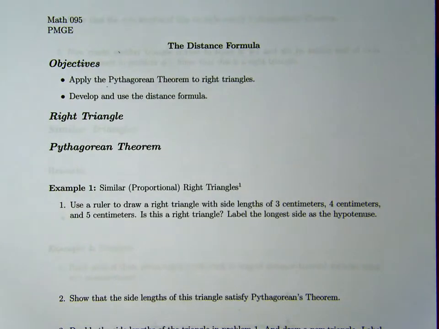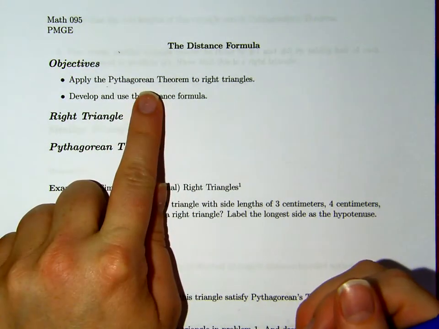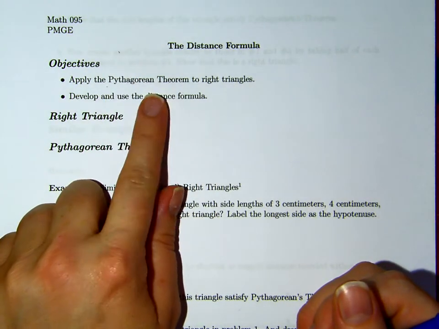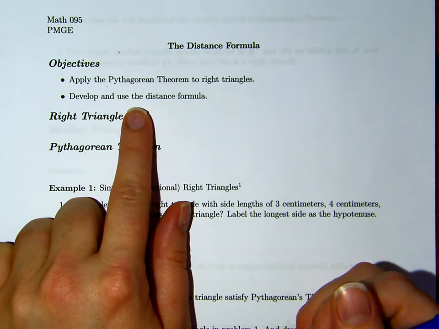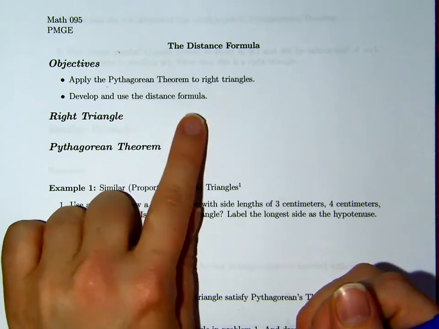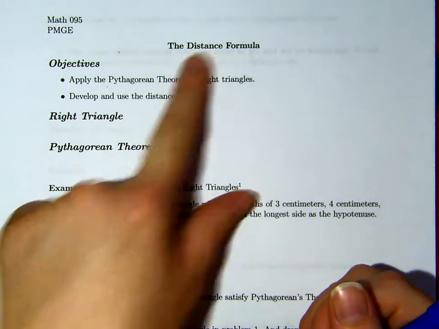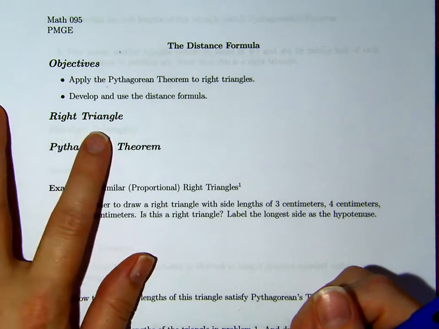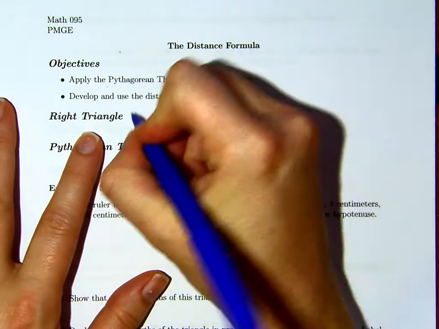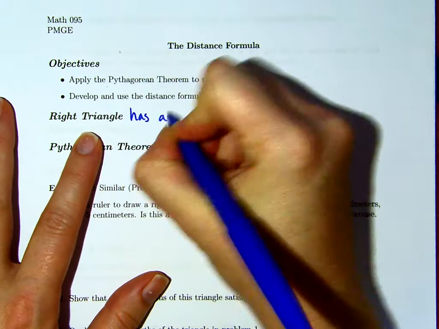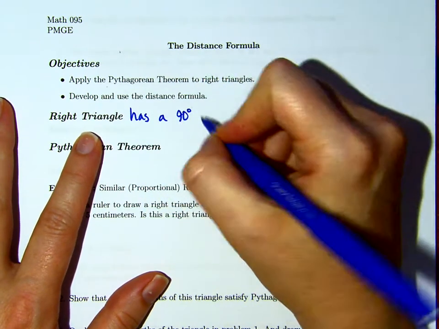Section 4.2 of your book is all about the distance formula, and that's how we're going to start Chapter 4. So, we are definitely going to need to talk about the Pythagorean theorem, and then we're going to get to the distance formula, hence the goal. So, a right triangle, yes, has a 90-degree angle.